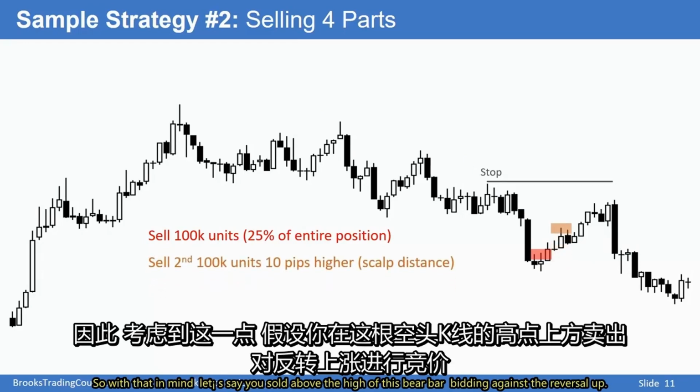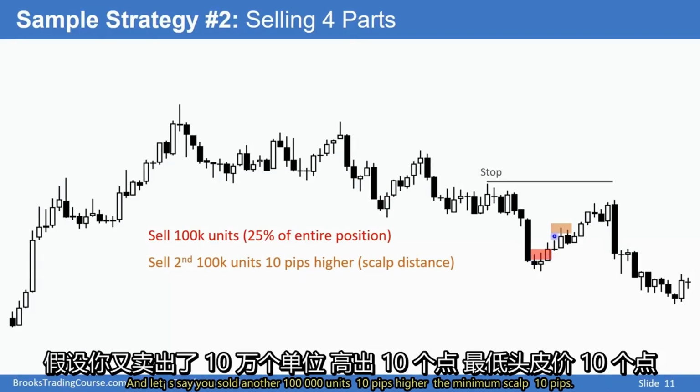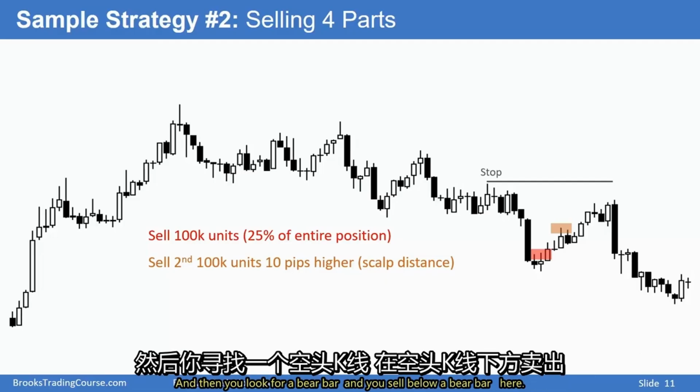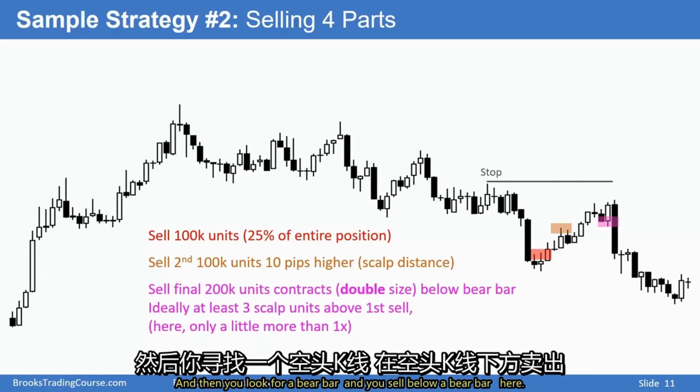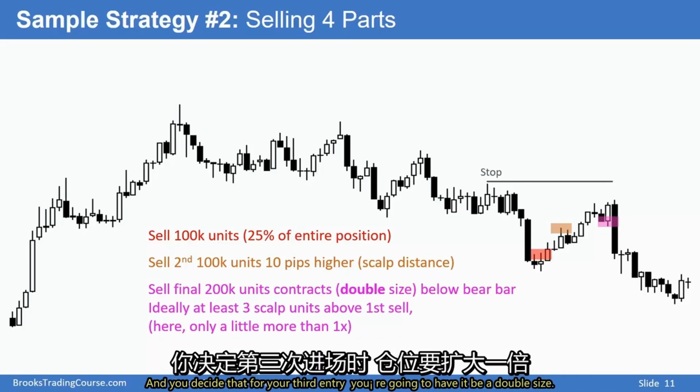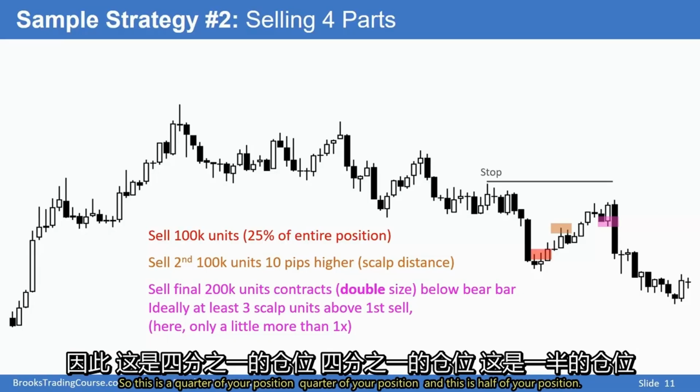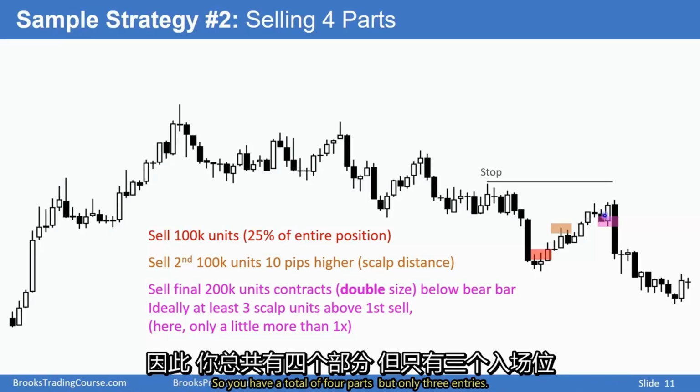So with that in mind, let's say you sold above the high of this bear bar, bidding against the reversal up. And let's say you sold another 100,000 units, 10 pips higher. The minimum scalp, 10 pips. And then you look for a bear bar, and you sell below a bear bar right here. And you decide that for your third entry, you're going to have it be a double size. So this is a quarter of your position, and this is half of your position. So you have a total of 4 parts, but only 3 entries.